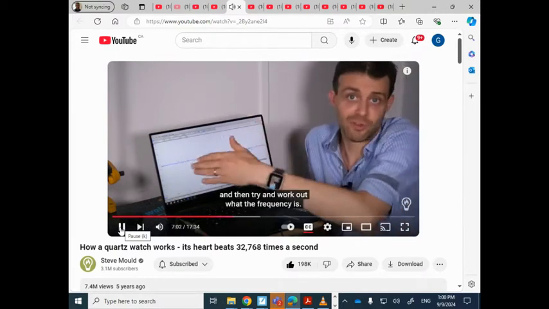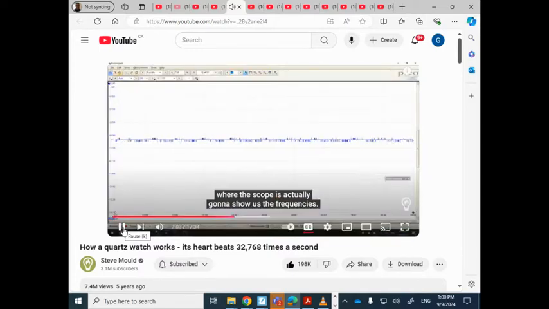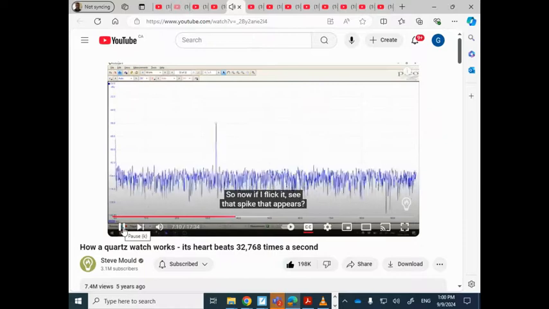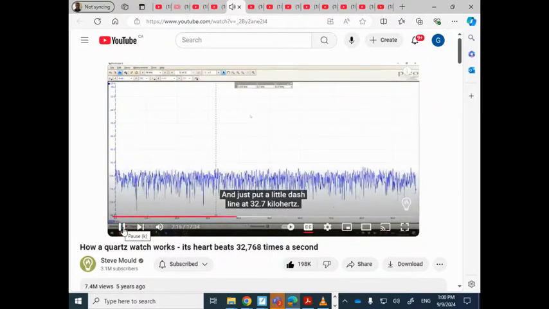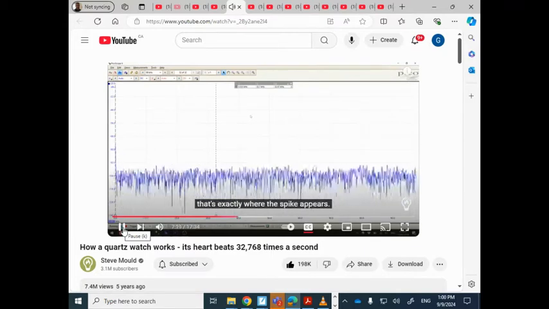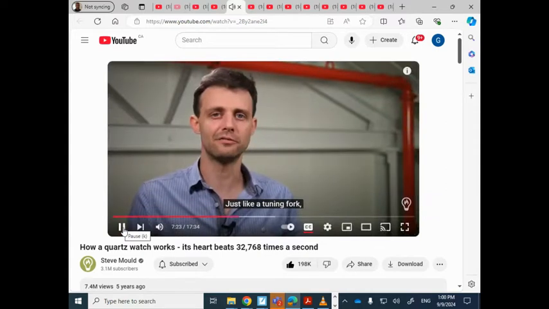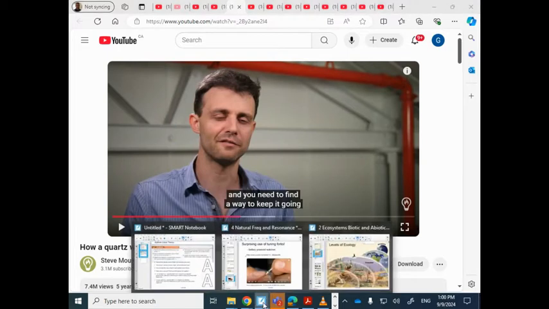We could take a screenshot and then try to work out what the frequency is, or we can switch to frequency view where the scope is actually going to show us the frequencies. So now if I flick it, that spike appears. I've put a little dashed line at 32.7 kilohertz, and when I flick it, it's exactly where the spike appears. Just like a tuning fork, the vibration is short-lived. So you can go and click the link and watch the rest of it.